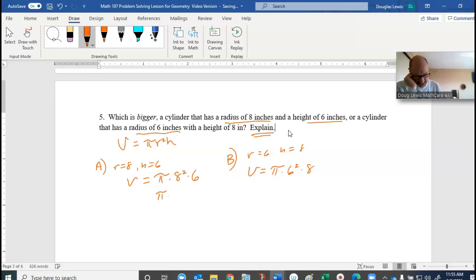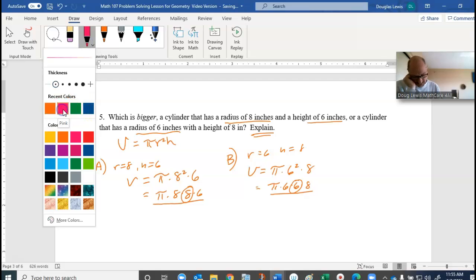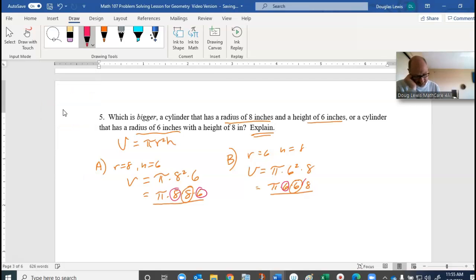That's not much of an explanation of why one is bigger than the other. If you write this out, this is 8 times 8 times 6, and this is 6 times 6 times 8. So if you did the calculation, which we don't even have to calculate, we can see pi times 8 times 8 times 6 is going to be bigger than pi times 6 times 6 times 8. Here you've got 8, 8, and 6, and here you've got 6, 6, and 8. Both of them have a 6 and an 8, right? But the difference is when the radius is being squared, that gives you an extra 6, and here with the radius being bigger, that gives you an extra 8.